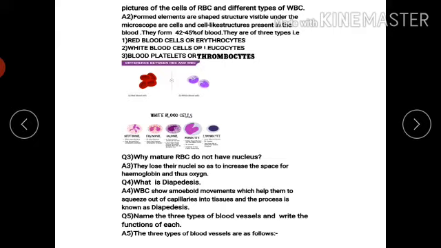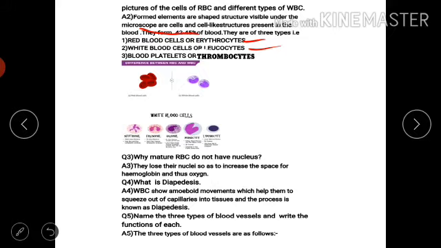Now, what are the formed elements? The formed elements are red blood cells, known as erythrocytes, white blood cells, known as leukocytes, and blood platelets, known as thrombocytes. These formed elements are shaped structures, visible under the microscope, that are cells or cell-like structures present in the blood.